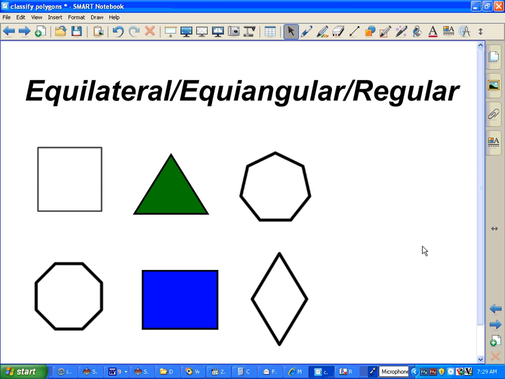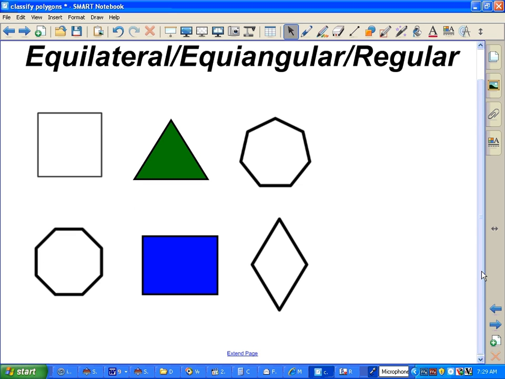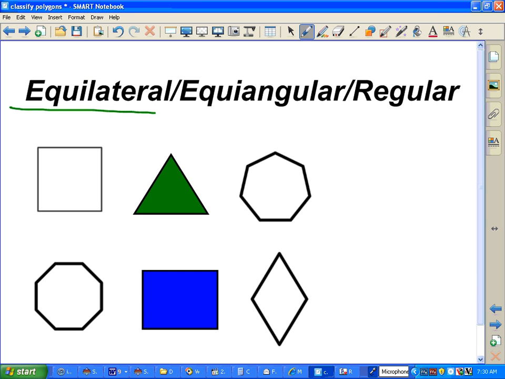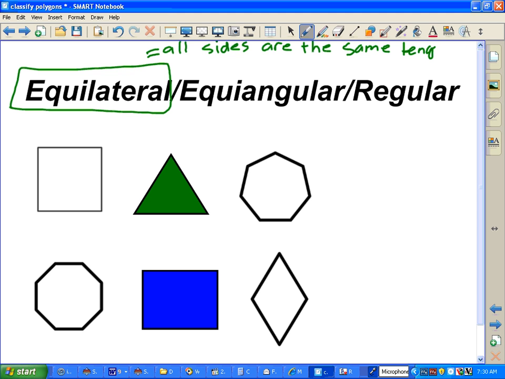Next slide. Equilateral and regular. Okay, equilateral, equiangular. Let's talk about this. Equilateral means that all sides are the same length. So, like a square, and if we showed that all sides are the same length with my dashes, that would be equilateral. If we look down here at this rhombus, all those sides are the same length, so it is equilateral.